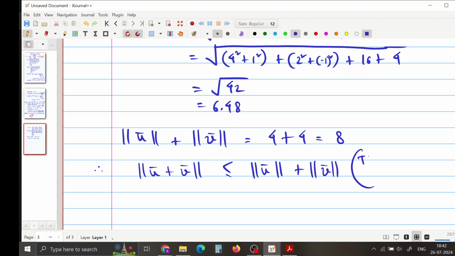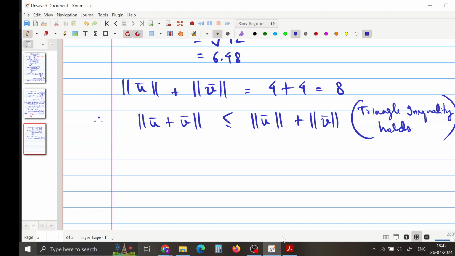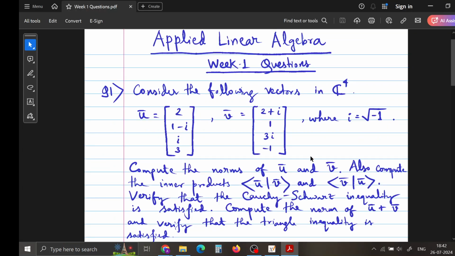So the triangle inequality also holds. Alright, there were multiple concepts embedded in this first question.